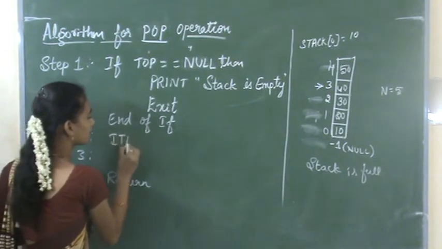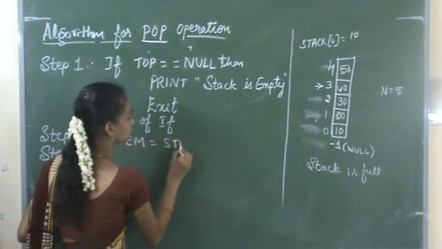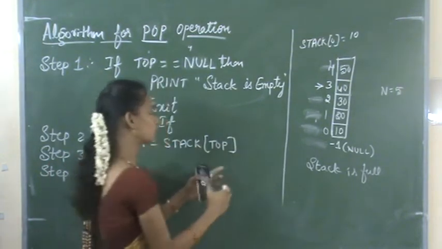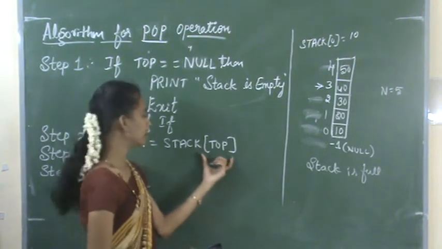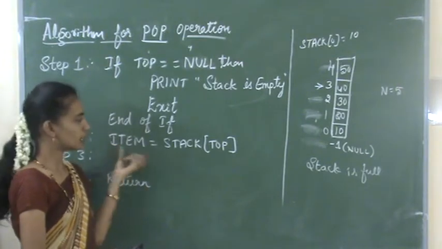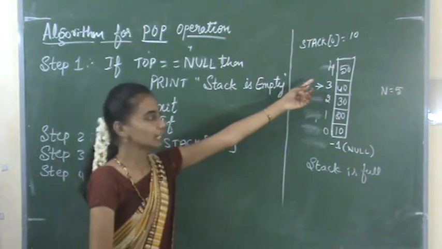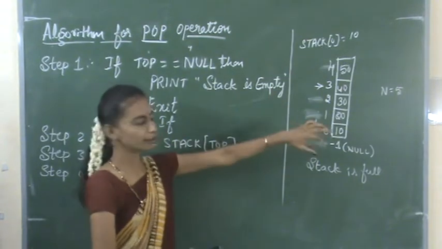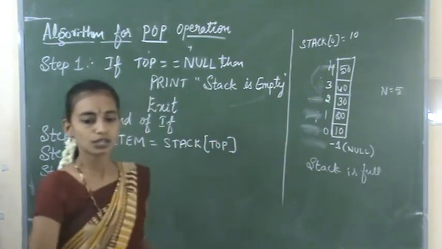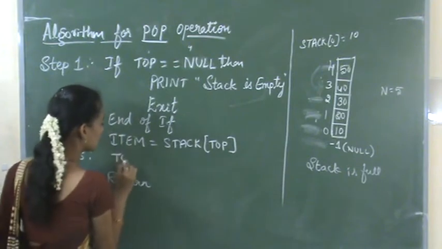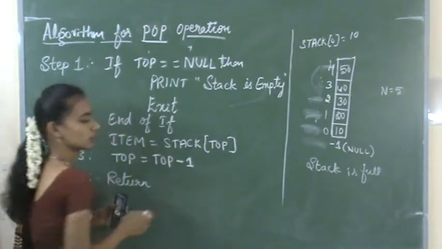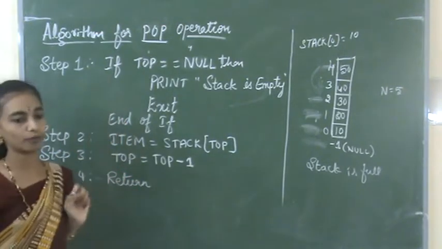The top of the stack element is removed and stored in the variable item. So I remove the value present at the top of the stack. If I remove it, the value of top becomes decremented, right? So we have to decrease the top value: top minus 1. This is the algorithm for the pop function.